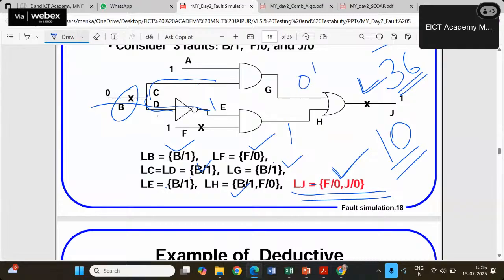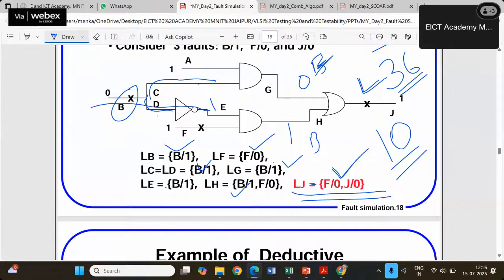Actually, it was 0, but it was having the fault B. It was containing fault B. This was also containing fault B. So when you are taking LH minus LG, then this fault was reduced from both of the branches because it was common in both of these. It is a similar case.